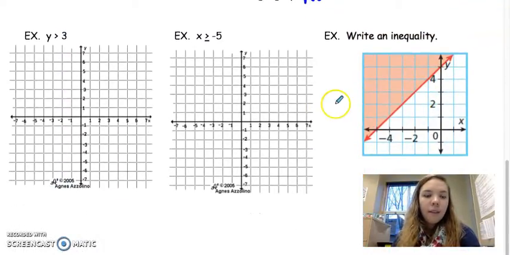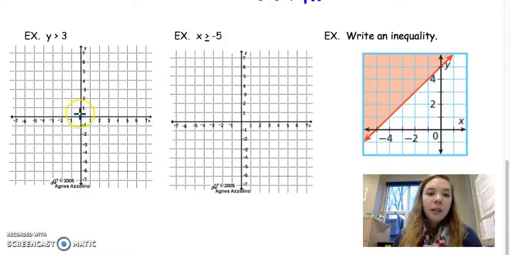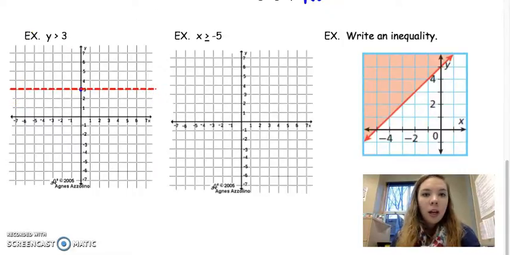Y is greater than or equal to 3 is a horizontal line, because if we go to our y-axis and put a point on 3, we need our line to cut through there. A horizontal line has a slope of 0. So this would be a dashed line because it does not have the or equal to. And then it says that y is bigger than that. So we need to shade above.